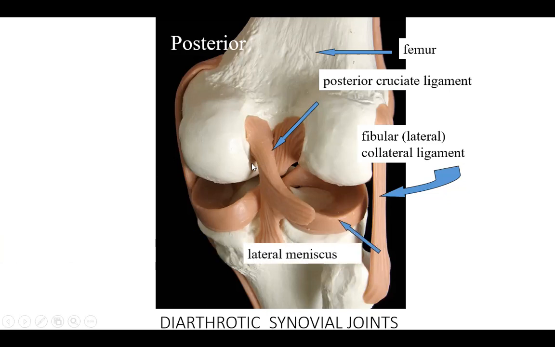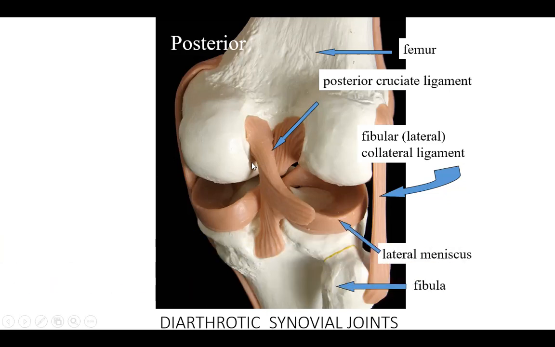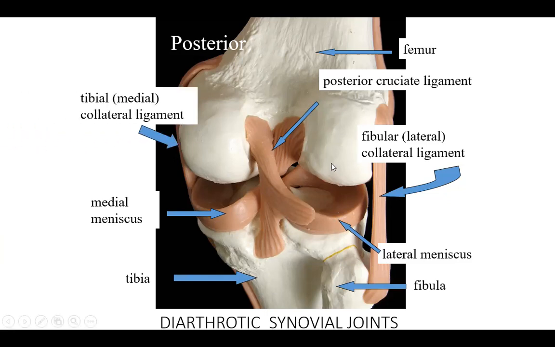Okay. Lateral meniscus, fibula, tibia. Remember that the fibula is always on the lateral side. There's the medial meniscus, which lines up with the big toe. Always remember that the big toe is on the medial side, and the little toe is on the lateral side. There's our medial collateral ligament connecting the tibia and the femur together.